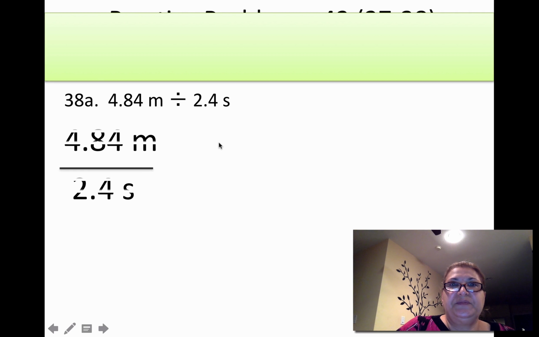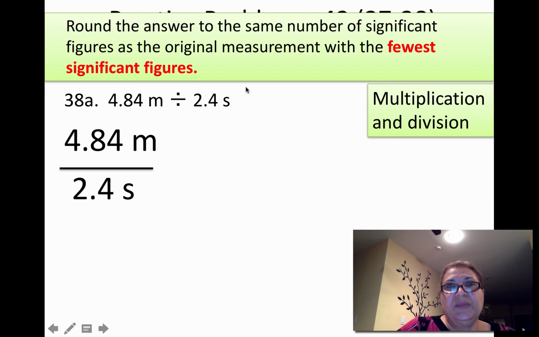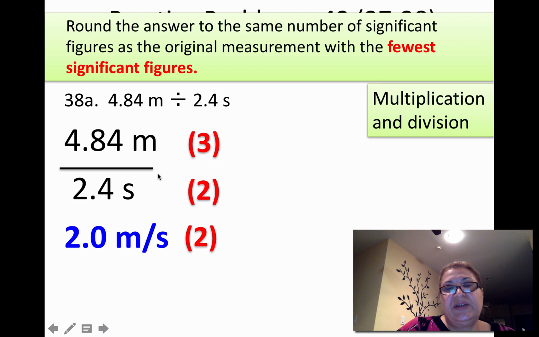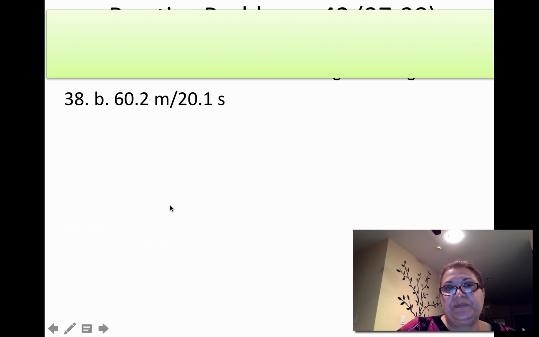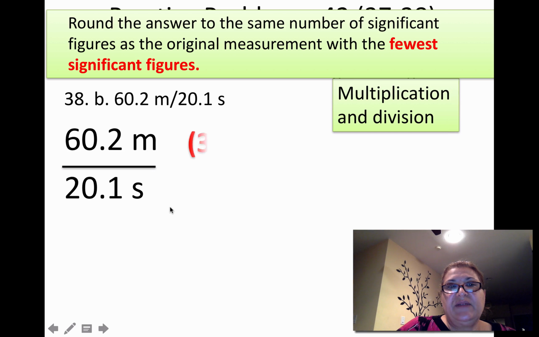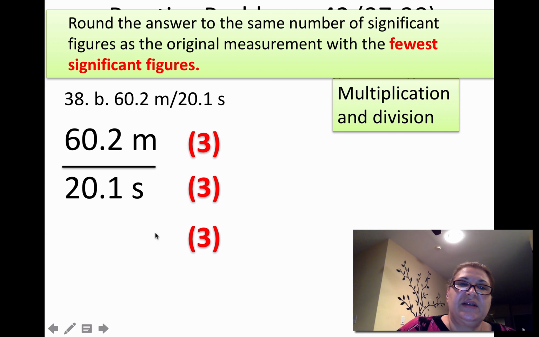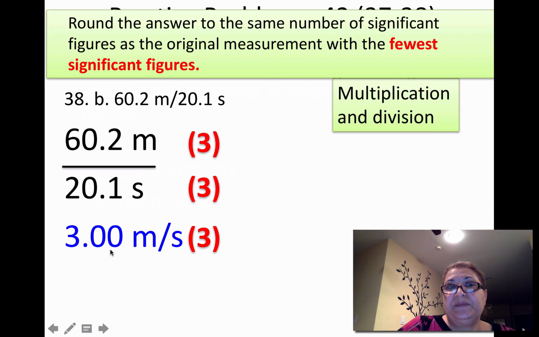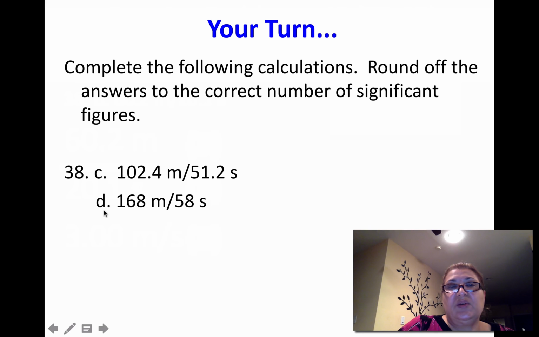You're dividing now. Division. Significant figures again. So when you divide these two, this is 3 significant figures, 2 significant figures. Your answer has to have 2 significant figures. For B, 3 significant figures. This one is 3. Your answer has to have 3 significant figures. So don't just put 3 or 3.0, it's 3.00 because it's 3 significant figures. And C and D was homework.